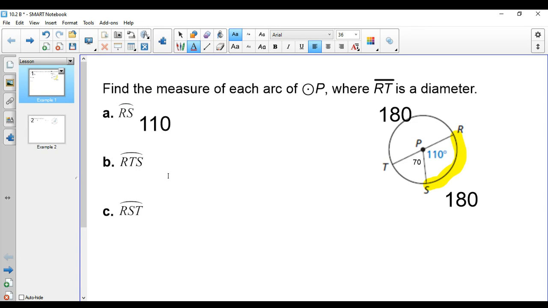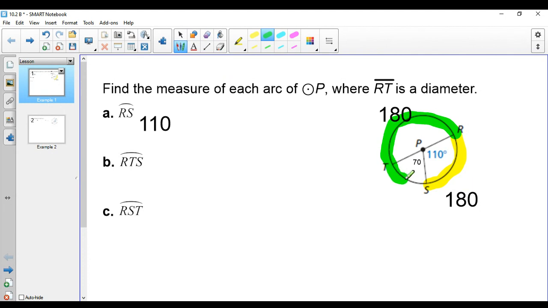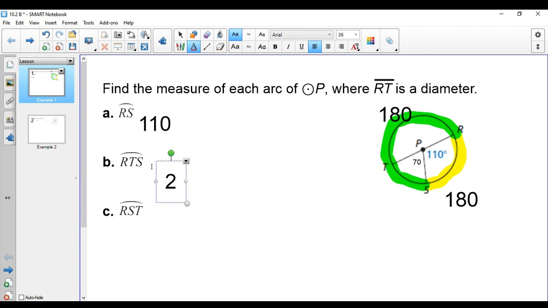Okay, next one is RTS. This is a major arc because there's three letters. RTS is going to start at R, go through T, and then all the way to S. That arc is going to be 180 plus 70, which gives us 250 degrees.